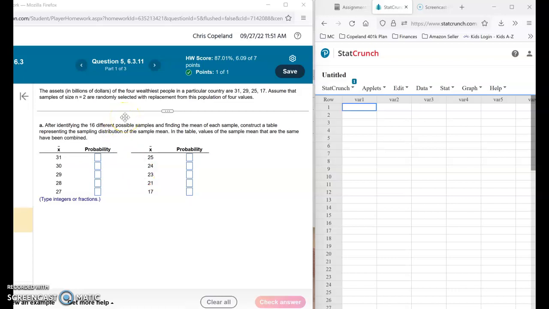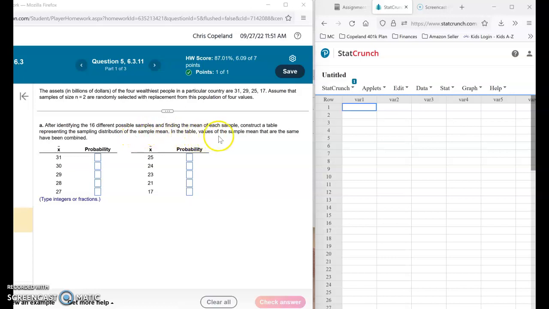All right, question 5 from 6.3 by StatLab. The assessed values in billions of dollars of the four wealthiest people in a particular country are 31, 29, 25, 17. Assume that samples of size n equals 2 are randomly selected with replacement from the population of four values. After identifying the 16 different possible samples and finding the mean of each sample, construct a table representing the sampling distribution of the sample mean.